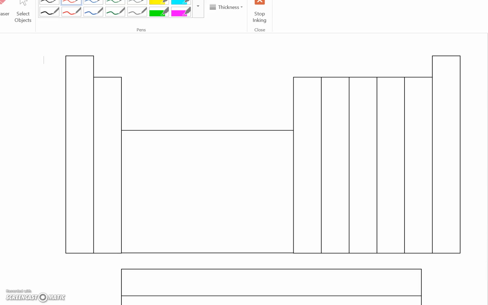Okay, let's take a look at a periodic table. This is going to be a little bit different set of notes than what we usually do because we just need to label in some groups on the periodic table.